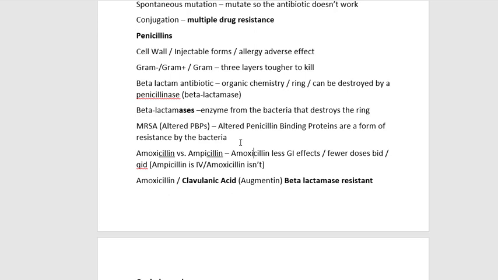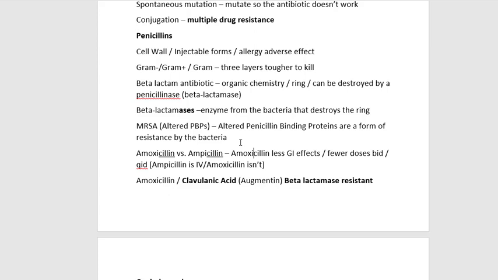And then often we'll see huge case studies with all these factors, and really the bottom line is, why do you use one over the other? Why do you use amoxicillin versus ampicillin? Well, amoxicillin as an oral form has fewer GI effects, so that would be better for a child, especially if we're worried about dehydration. Ampicillin has an IV form, amoxicillin doesn't. So why would we use one over the other?